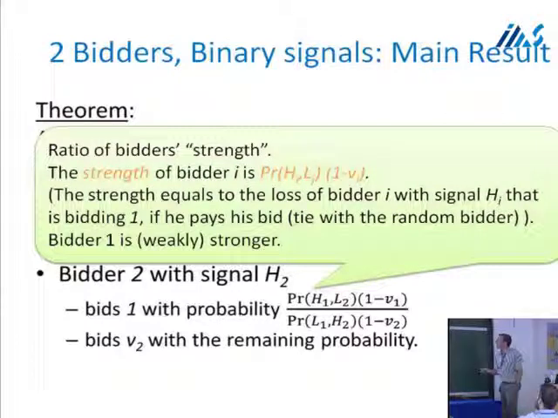Given this result, we can interpret this product of the probability of HiLj times 1 minus Vi as the strength of the bidder. The bidder that has the lower product is the stronger bidder, and he's going to bid more aggressively. The strength actually equals the loss that bidder i with signal Hi is taking by bidding 1 if the other bidder is going to bid 1. So in a sense, the bidder that has a larger possible loss is the one that is going to bid less aggressively.